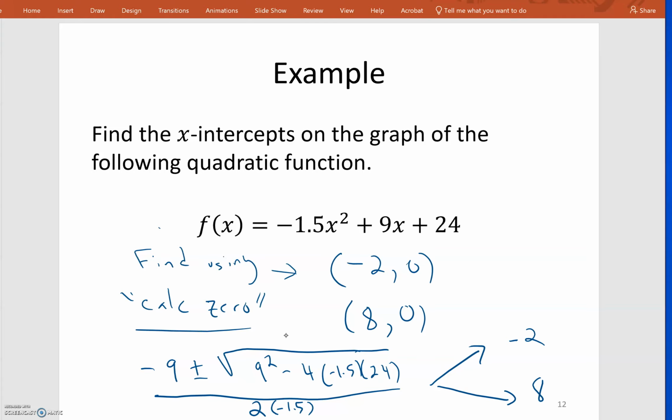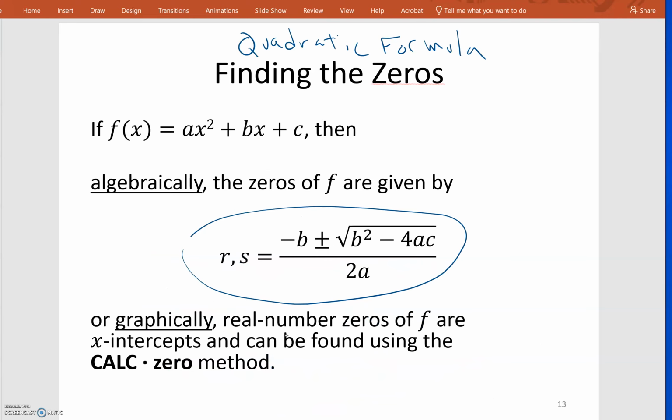Okay, but it's a bit more involved to do this, so for our class we're pretty much going to be not using the quadratic formula and generally using the Calc 0 method instead. But I do want to point out that this is a fantastic way of doing this, and if you're in a situation where you don't have a graphing calculator, this is what you would do.